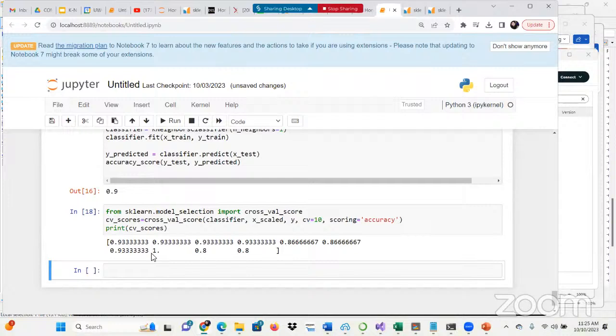What it gives us is a group of the scores. So it gives us 10 scores, 10 accuracy scores. You see, the least one is 0.8. It even gets 100% accuracy. And usually you calculate the mean.